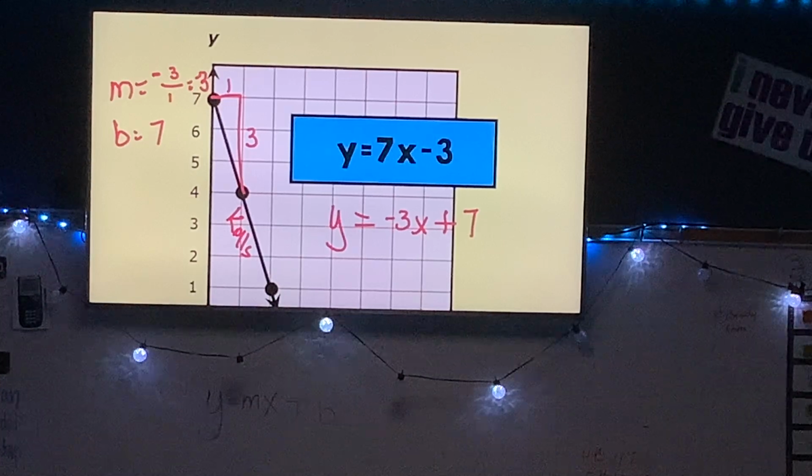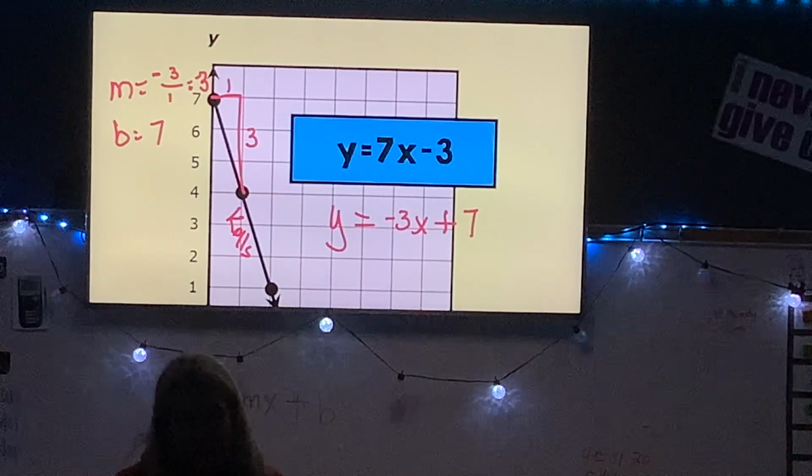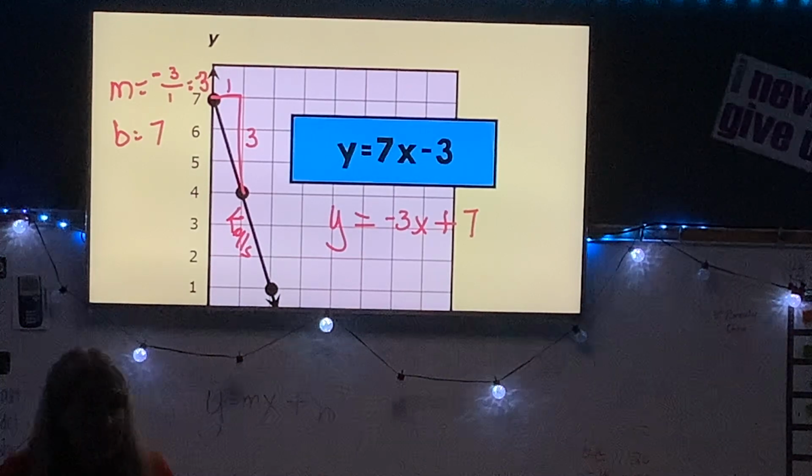So, our success criteria today is I can write an equation to model a linear relationship. That means you can write an equation in y equals mx plus b. How do you feel about that? You feel like you can do that? Feel like you're successful on that? Good job. So, as I told you, it's not much different, is it?